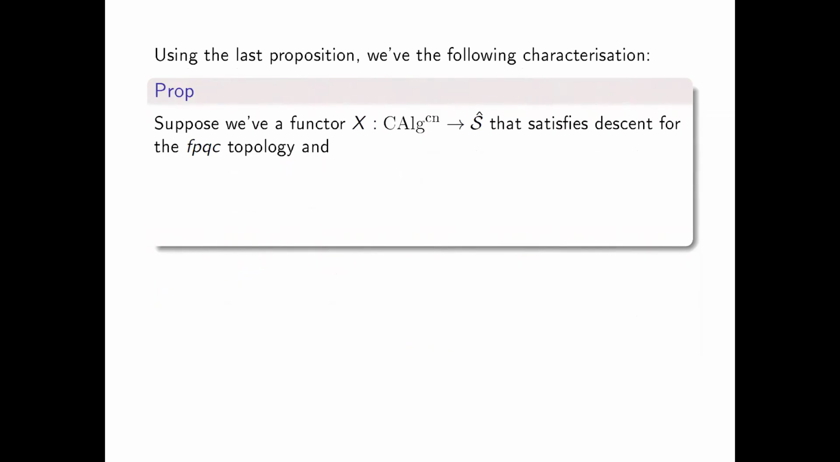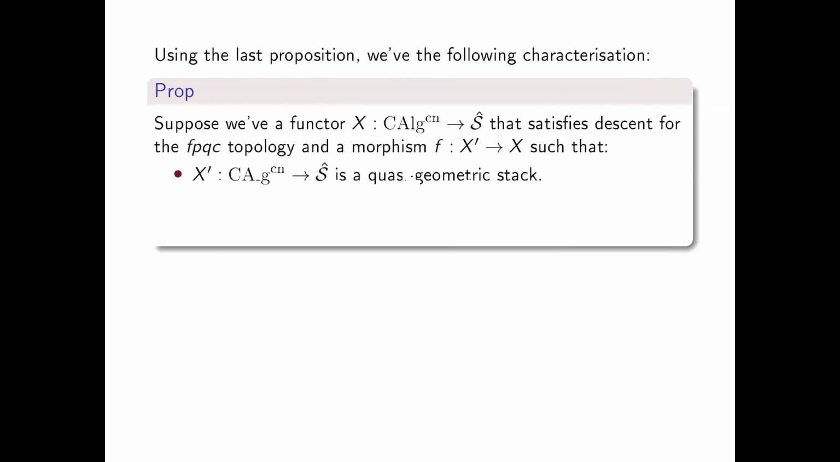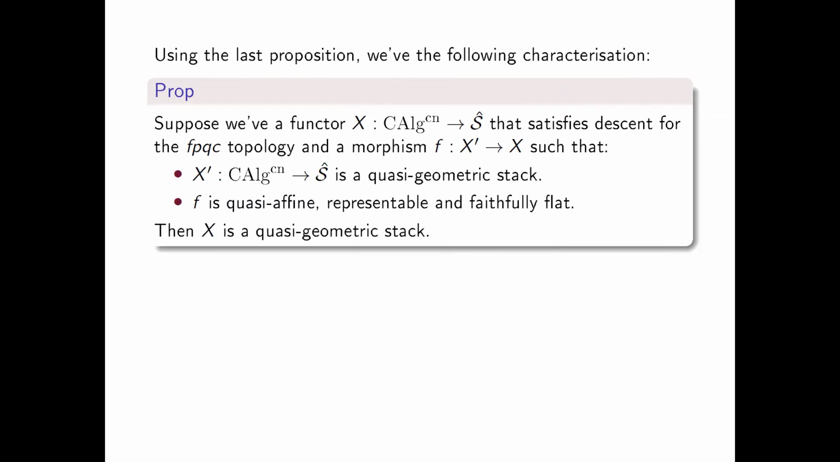Now, using the last proposition, we have the following characterization. Suppose you start off with a functor again from CAlg^cn to S hat, satisfying descent for the FPQC topology, and you have a morphism f from X' to X such that X' is also a quasi-geometric stack, and f is quasi-affine, representable, and faithfully flat. Then this X that you have is also a quasi-geometric stack.